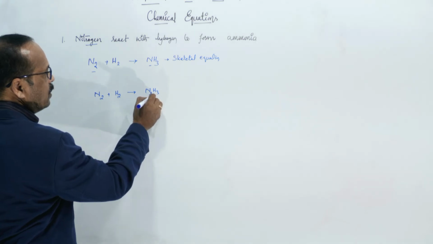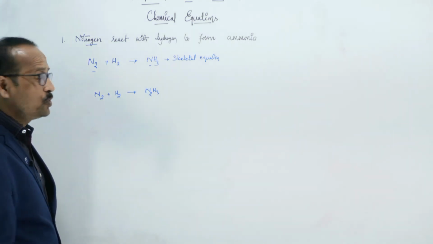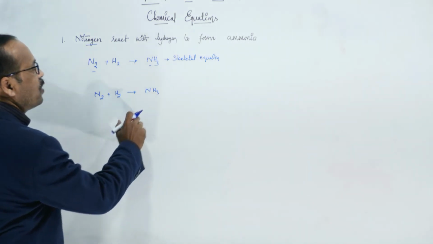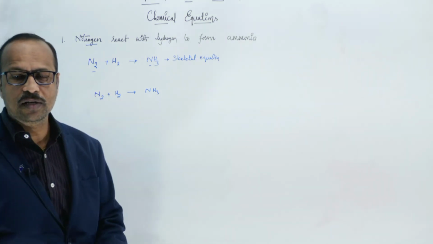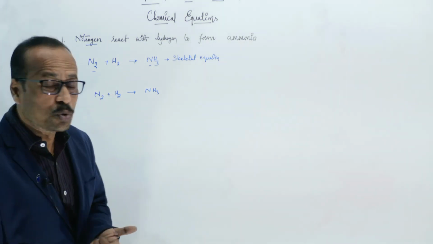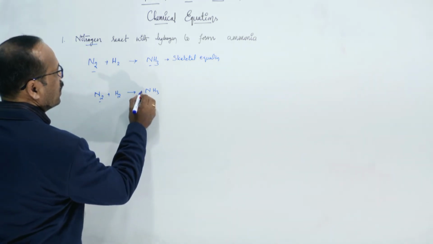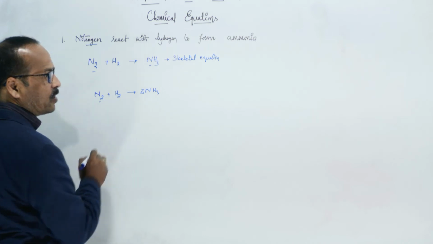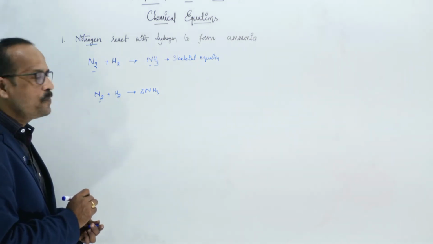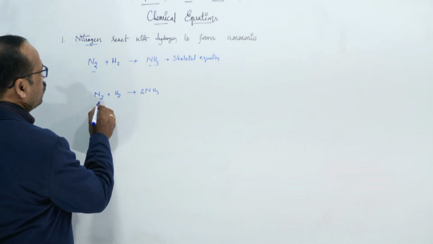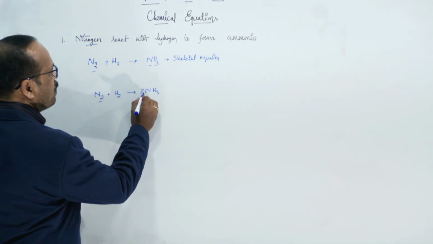Can I write 2 here? No, you should not write 2 there because the ammonia formula is NH3 only. You should not change it. Then where do you need to write the 2? You have to write it in front of this one. Here 2 nitrogens are there, but only 1. So write the 2 in front of this one. Right? Now 2 nitrogens are balanced.